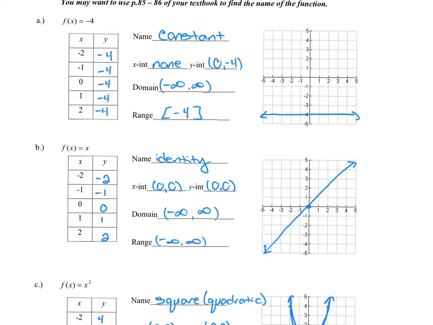Okay, so on our first function here, on letter A, we have f of x equals -4. You should already recognize this as a graph of a line, a nice horizontal line. A few things might seem unfamiliar to you. The name of this is called a constant, simply because it stays at a constant rate the whole way across. We can see graphically that it never crosses the x-axis, so there's no x-intercept. We can see the y-intercept is clearly at (0, -4).